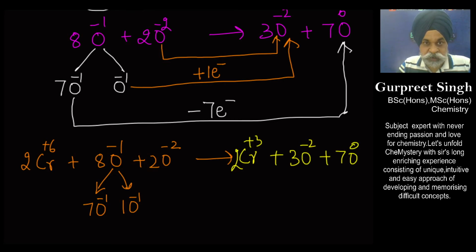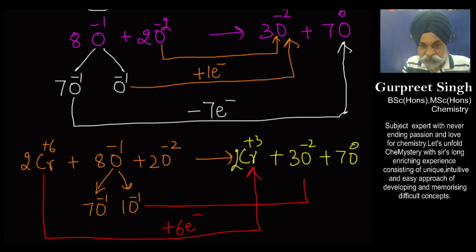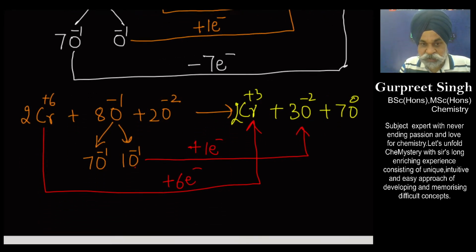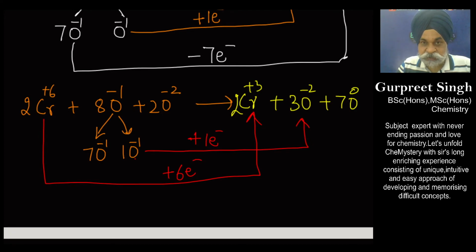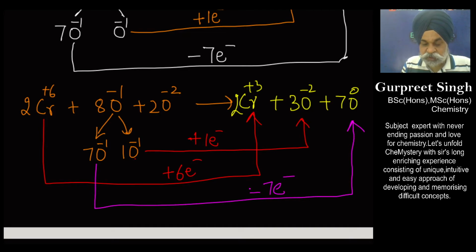So now see here what we did. This has taken 6 electrons, this also has taken 1 electron, beautiful. So who has gained 7 electrons? One atom of oxygen as peroxide oxygen and two chromium atoms. And who has lost these electrons? Beautiful. So these 7 electrons are being lost by this. 7 electrons are lost by this.